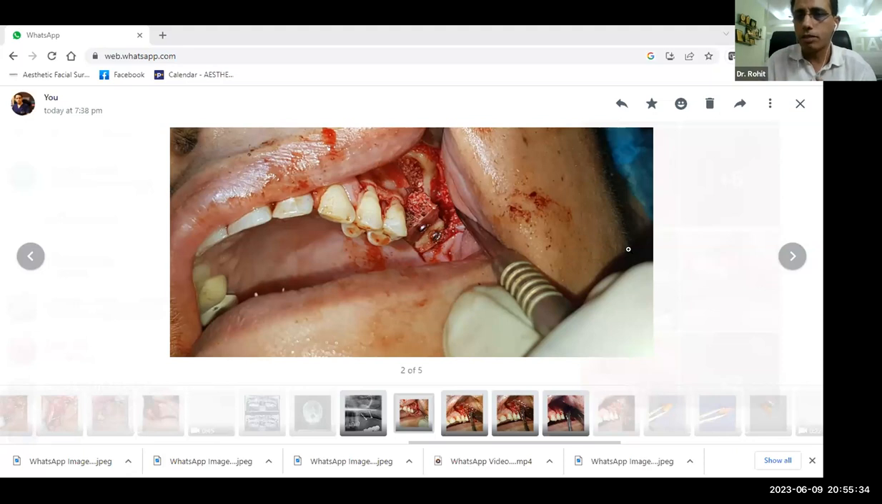So even that small piece of bone, which we usually preserve and take up in the routine fashion, can sometimes be harvested and used this way. So this is one of the situations wherein this was done.